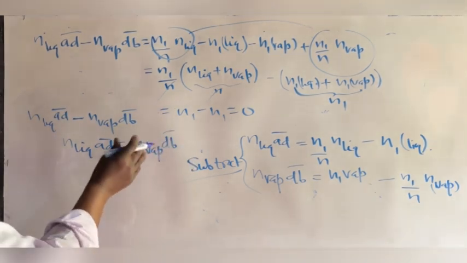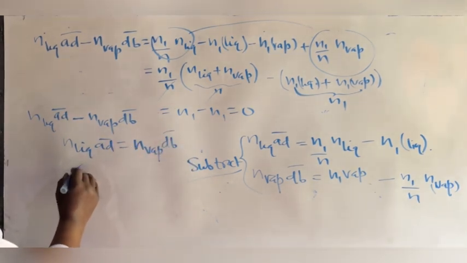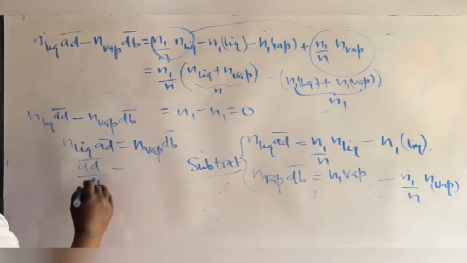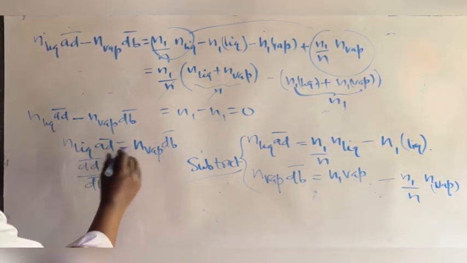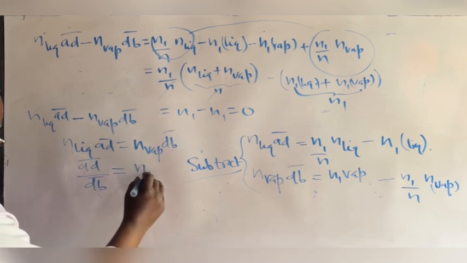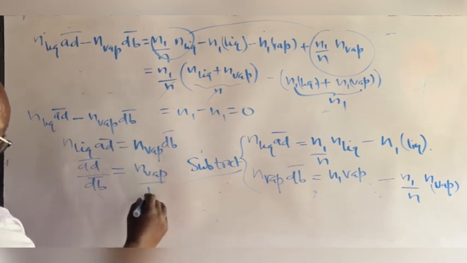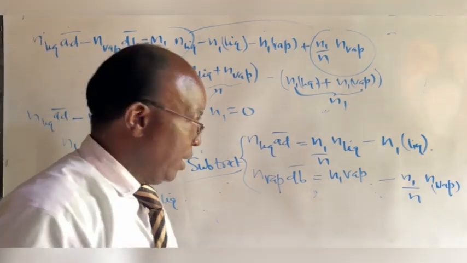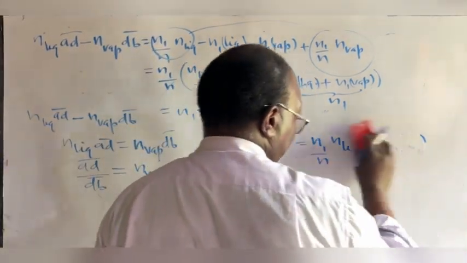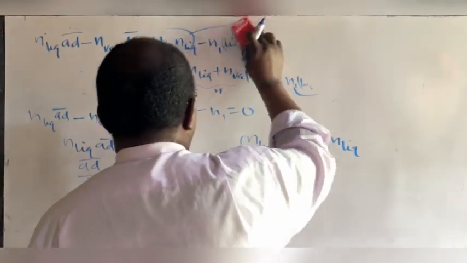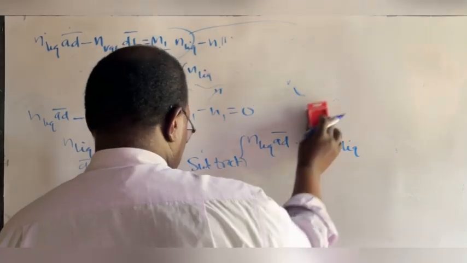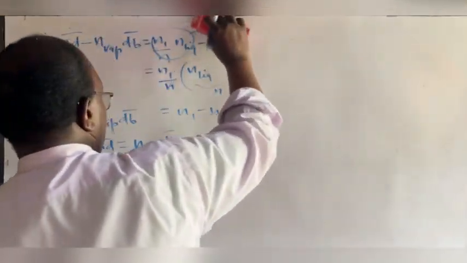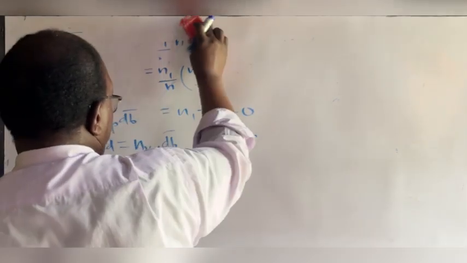And so what do we have? Put the like terms together. So the segments AD over dB is equal to N vapor over N liquid. Let's see what is the import of that particular expression. Let's go back to our diagram.